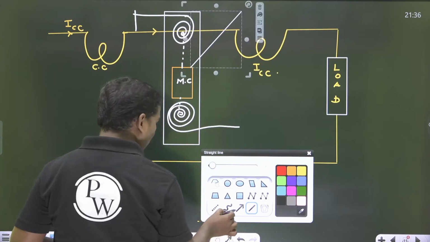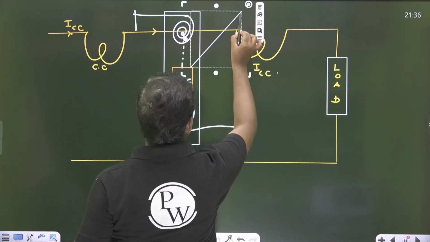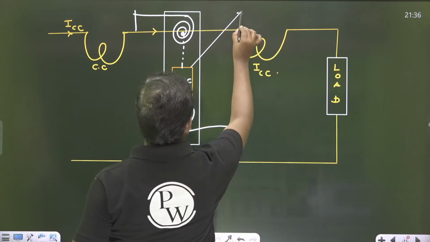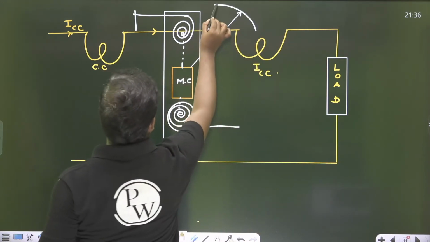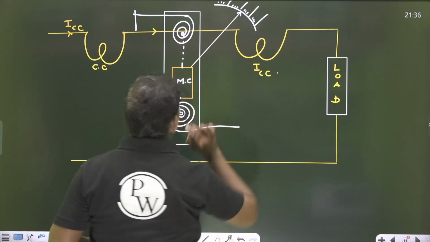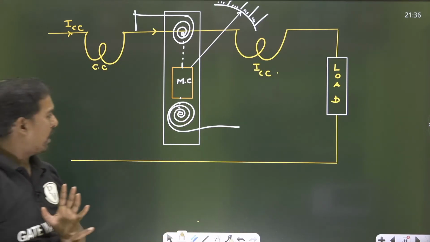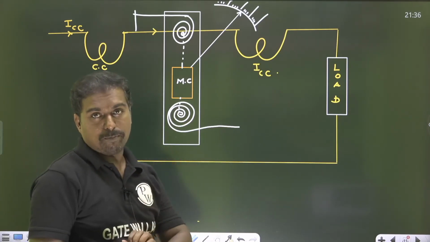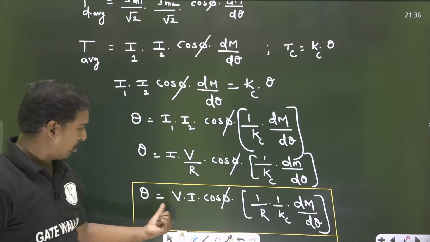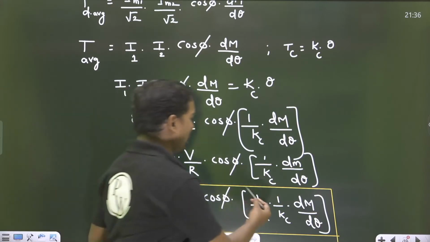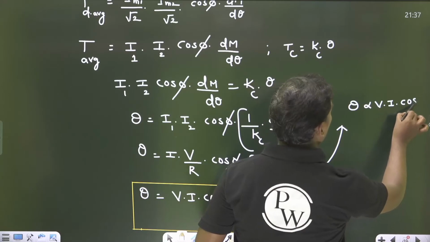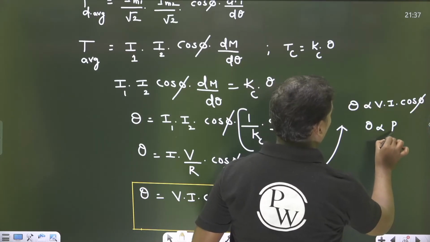So this deflection, my dear, is a function of power. Thus, theta is proportional to I square, but theta is proportional to average power. If you observe this diagram, theta is proportional to VI cos phi. So theta is proportional to average power.